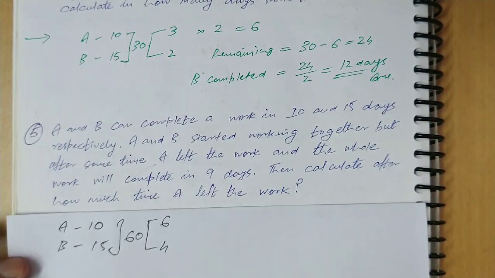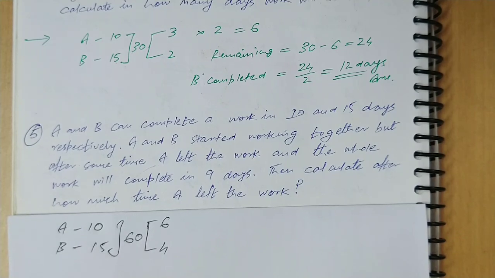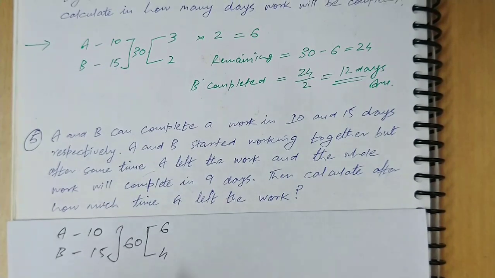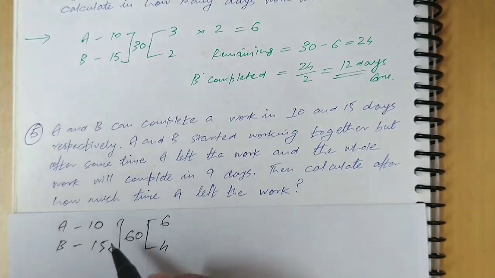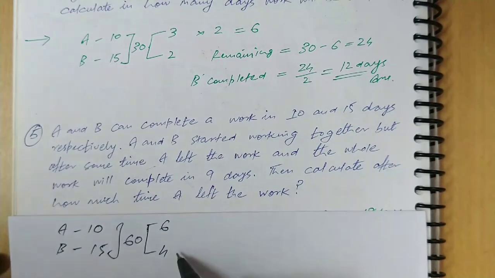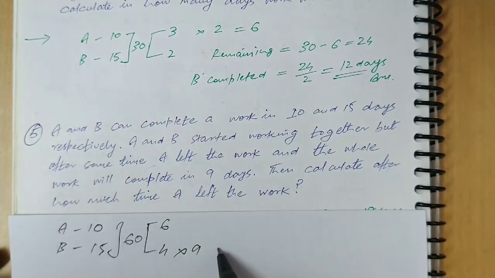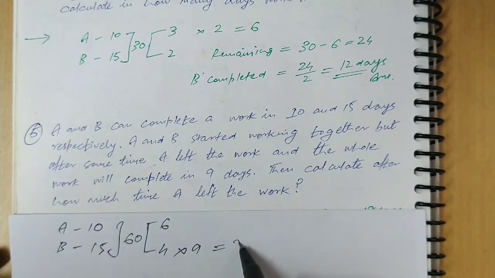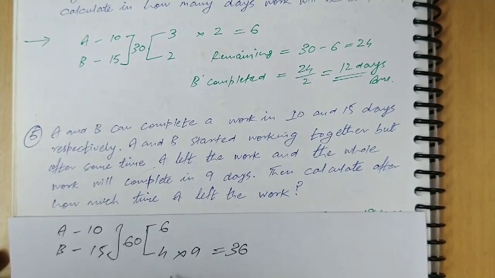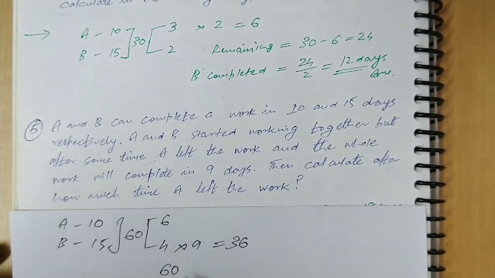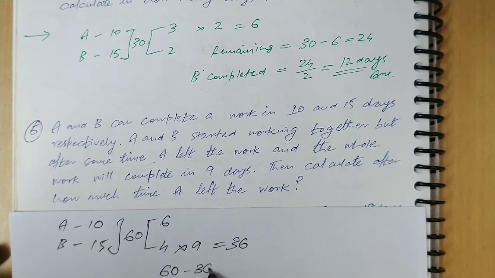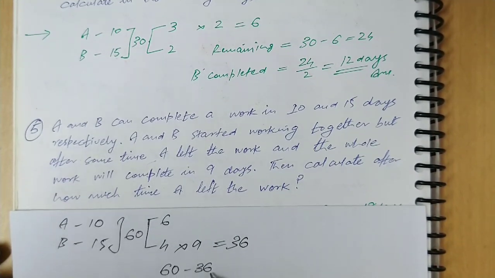Now in this question, A left the work after some time. So we need to find out when A left the work. Now the whole work will complete in 9 days. That means B works for the complete 9 days from start till end. So if B works for 9 days, he will be completing how many units of work? 4 nines are 36 units of work completed by B, and the remaining work is completed by A. So 60 is the total work minus 36, the work done by B.